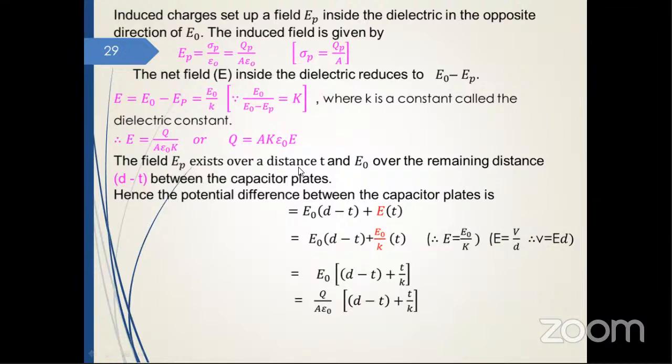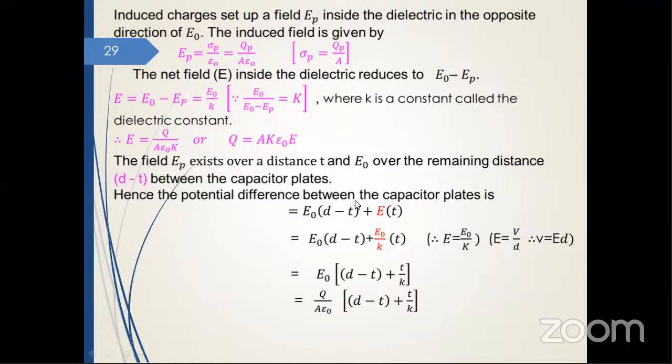The field EP exists over a distance T and E naught over the remaining distance, that is D minus T. See once again, the field EP exists over a distance T, that is only the thickness of the dielectric. म्हणजे जेवढा तुम्ही डायलेक्ट्रिक तिथे ठेवलेला आहे त्याच्यावरती जे काही फील्ड आहे ते एपी इतकं आहे, आणि डी टोटल आहे, डी मधनं थिकनेस मायनस केली, डी मायनस टी, तेवढं जे काही सरफेस आहे त्याच्यावरती ई नॉट इतकं फील्ड आहे.